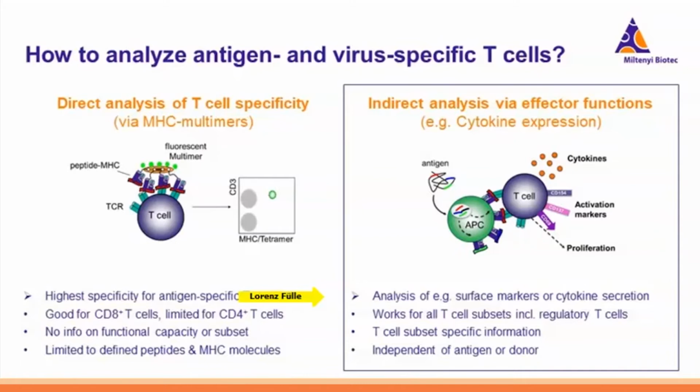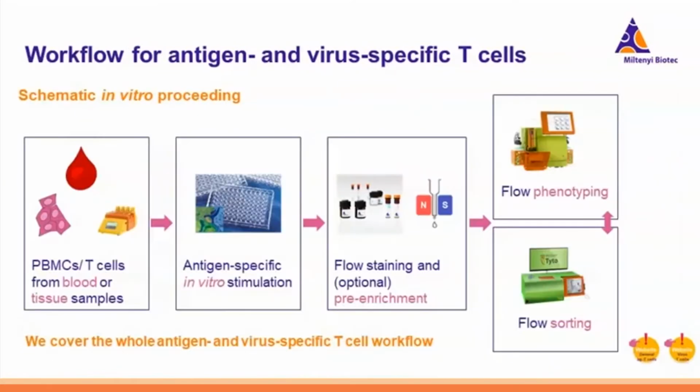At Miltenyi, we offer a complete workflow for the analysis of antigen and virus-specific T cells. So let's have a quick look at the workflow. First, the T cells need to be isolated from a donor sample, and this could be, for example, tissue, blood, or PBMCs. For efficient tissue dissociation, we have the GentleMACS tissue dissociator, which works really well.